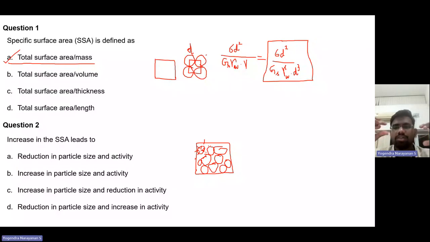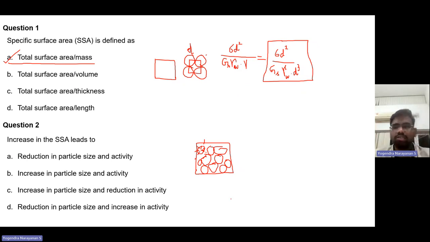So essentially, the surface exposed for the reaction or for a particular action to take place is increased, and subsequently the crushing of this particle into several fragments results in a decrease in particle size, which in turn leads to an increase in activity.